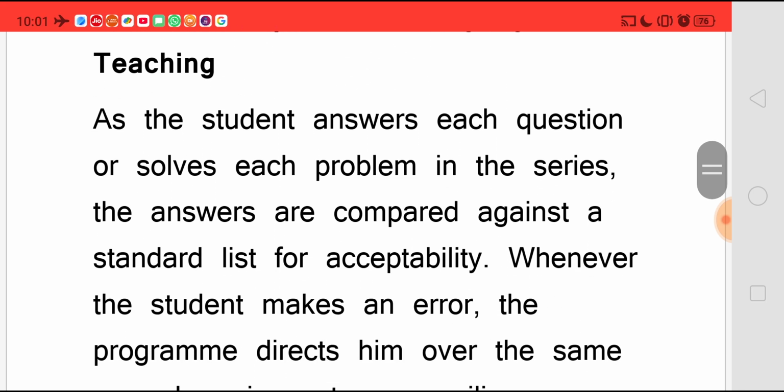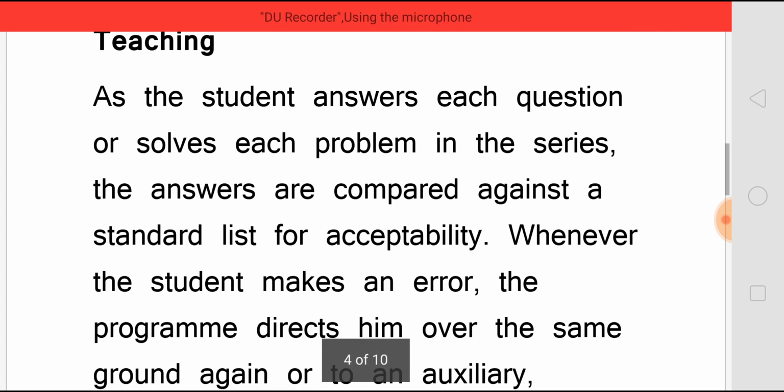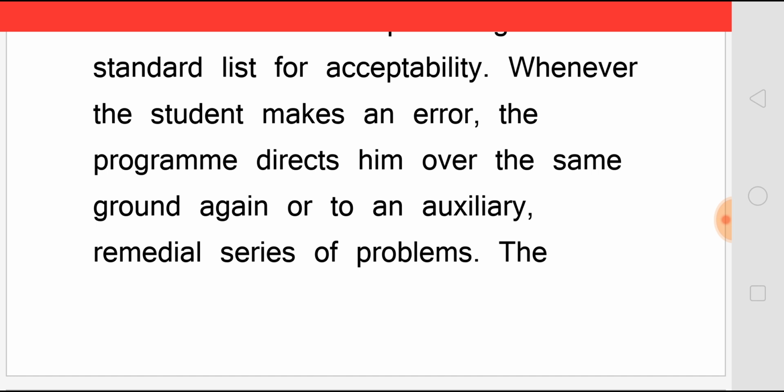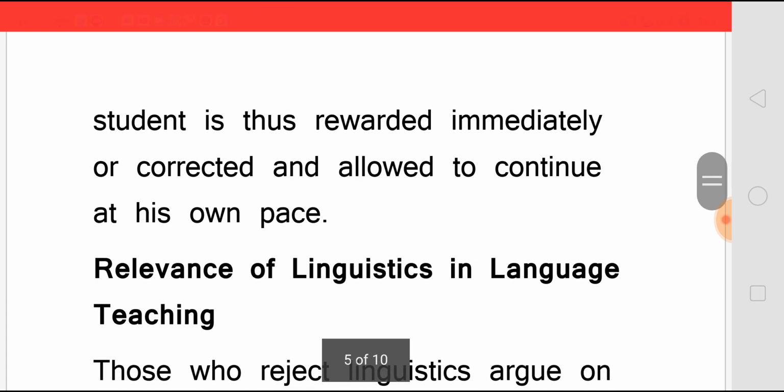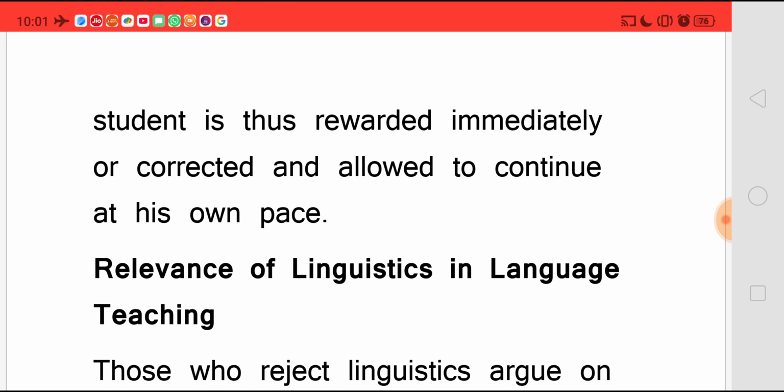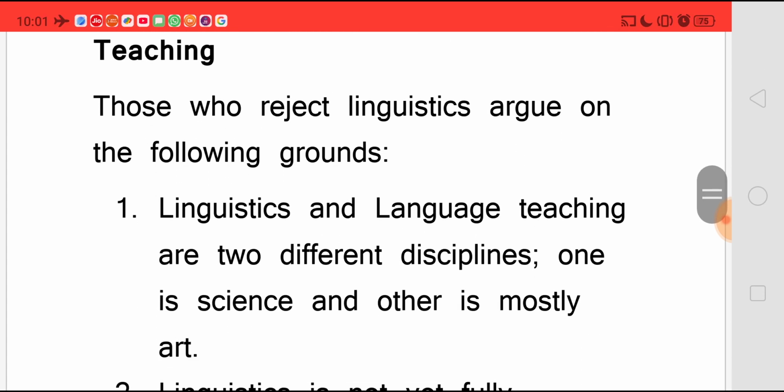And as the student answers each question or solves each problem in the series, the answers are compared against a standard list of acceptability. Whenever the student makes an error, the program directs him over the same ground again or to an auxiliary remedial series of problems. The student is thus rewarded immediately or corrected and allowed to continue at his own pace when we use the computer to teach the language. And those who reject linguistics argue on the following grounds.